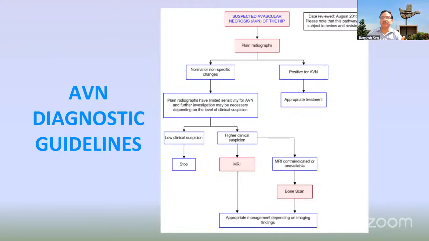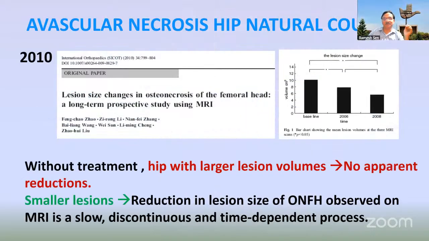we do radiography. This may be normal, or it may be positive for AVN. If it is already positive, we can go for treatment. But if it is negative, we look at the level of suspicion. If it is high, we take an MRI. If MRI is contraindicated, right now I can say we can do an infrared PET scan also, and then we can manage it subsequently. Now, what will happen if we don't do anything?